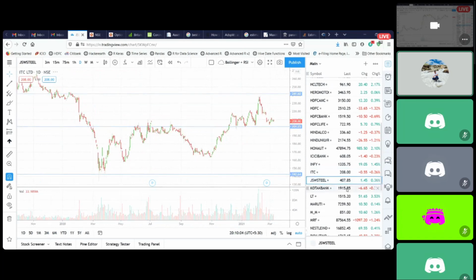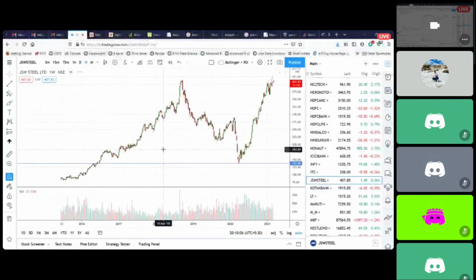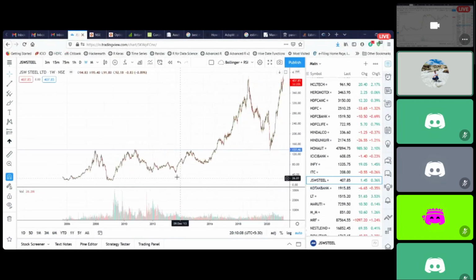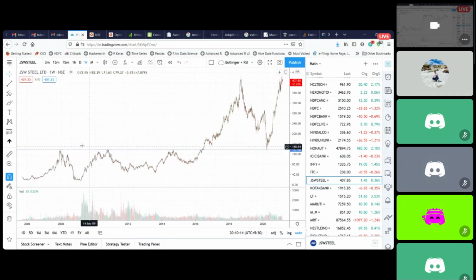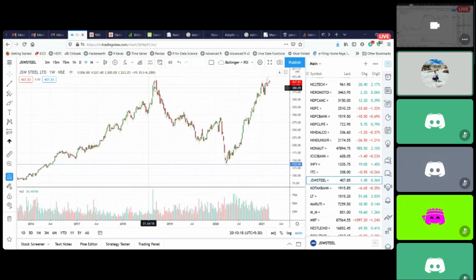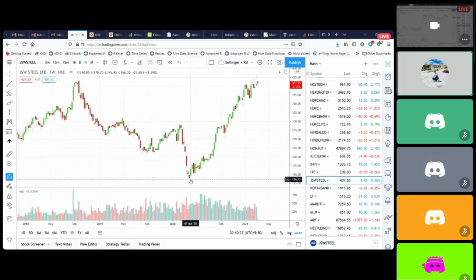So let's see JSW's key. Let's see what JSW did. 2008 top, 2011 top, 2014 top, multiple tops at 135. Three tops. So this is the long-term support zone. It was falling only in a downtrend, and during the COVID fall, it went all the way from 275 to 135. And right here, it started making its bottom.